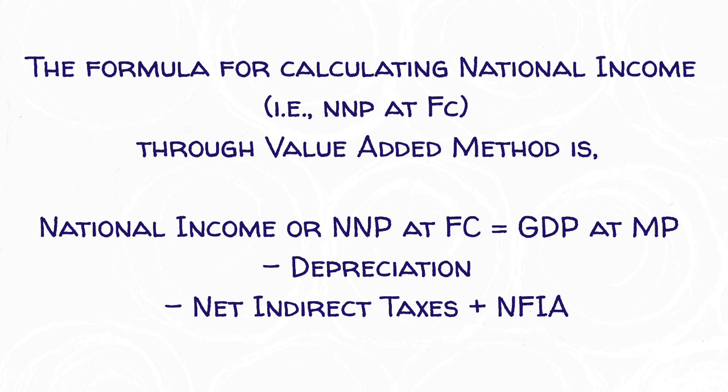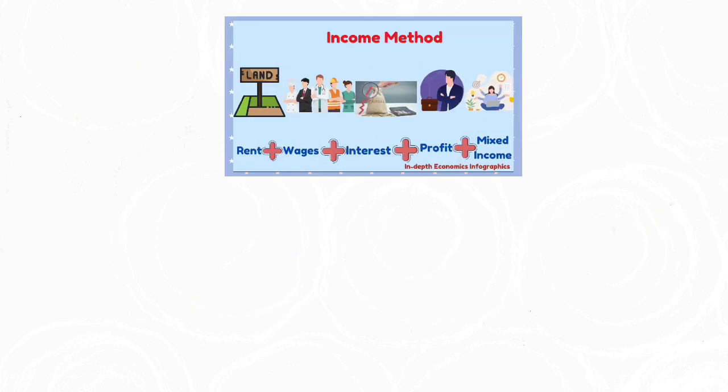Now that we have the value of GDP at market price, we can calculate national income, that is NNP at factor cost, through the value added method. The formula used for that is: national income is equal to GDP at market price minus depreciation minus net indirect taxes plus net factor income from abroad.